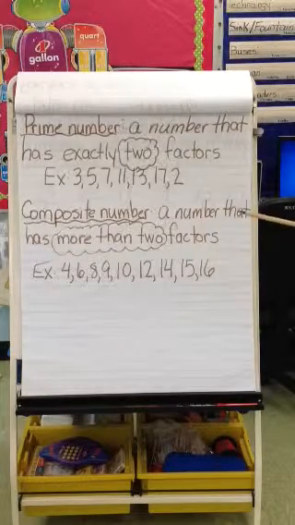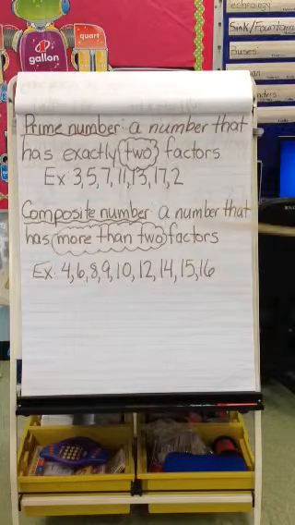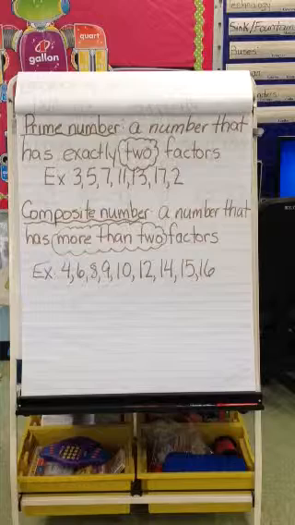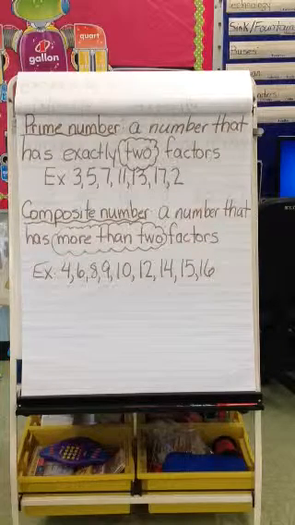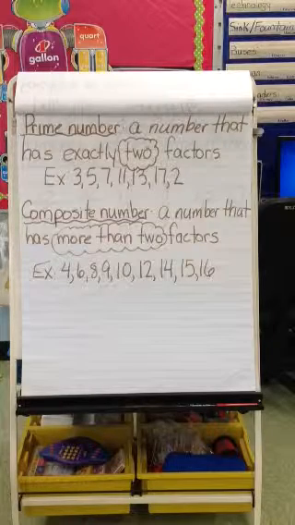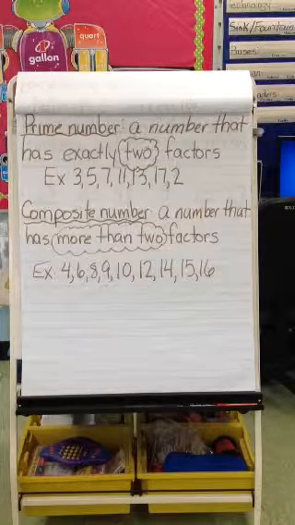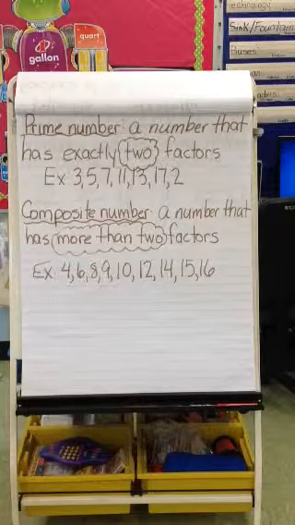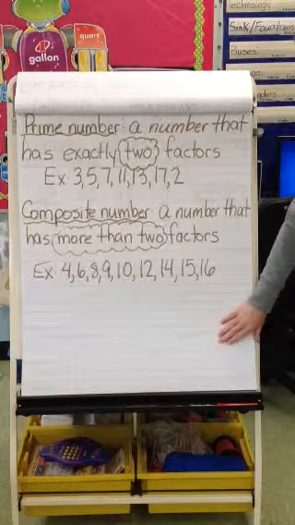It is very helpful for you to use your multiplication charts to help you with factors. In your assignment notebook, there's also a list called Factors and Products. It gives you the number, and then it gives you all of the factors and products for each. So it's very helpful when you're learning about prime and composite numbers.